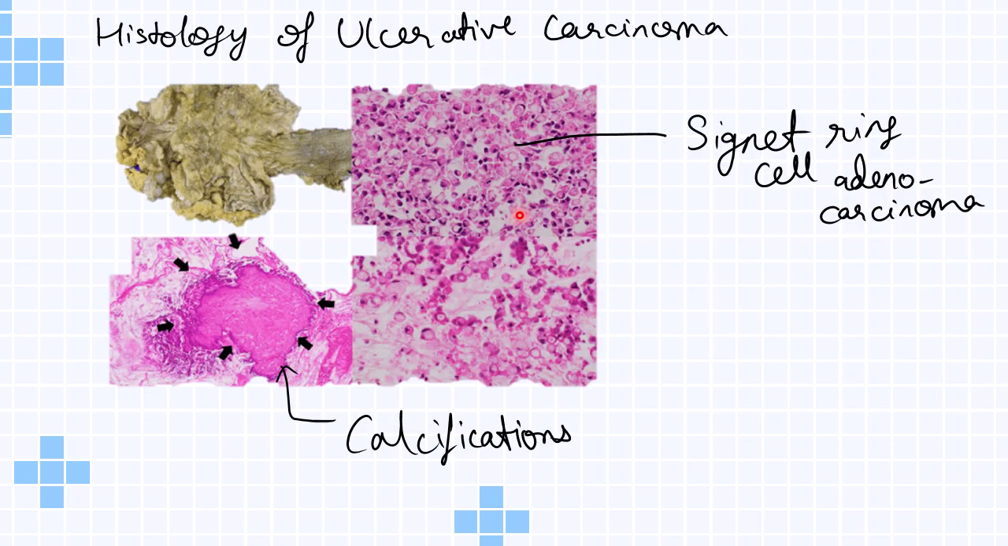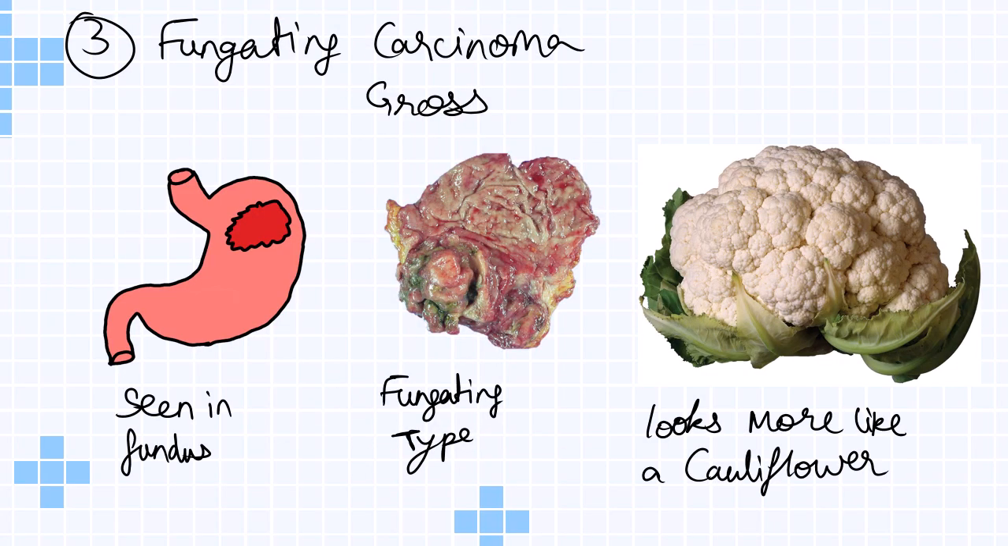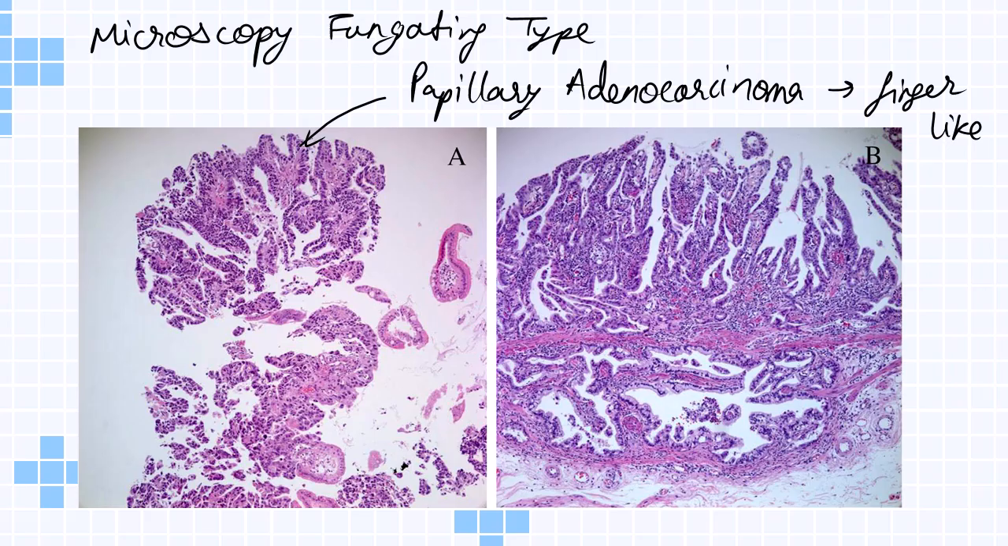For microscopy, we see signet ring cell adenocarcinoma, and if you follow these black arrows, you will see calcifications. Third one is fungating carcinoma. It is commonly seen in the fundus and looks more like a cauliflower, as you can see in this image. Coming to the microscopy of the fungating type, it has papillary adenocarcinoma, as you can see in this image. It is finger-like in shape.